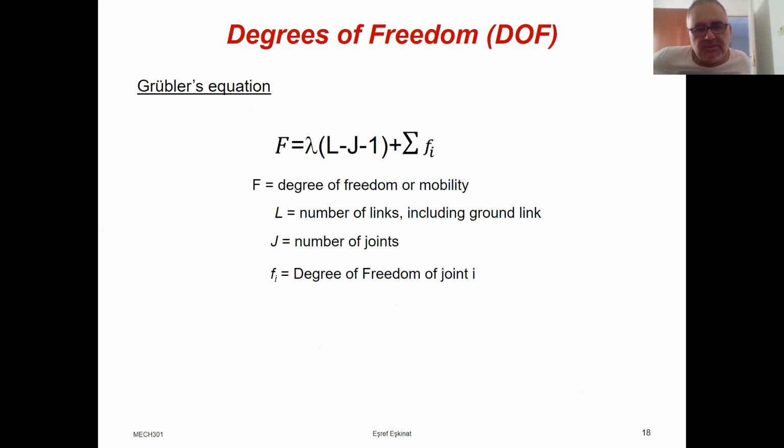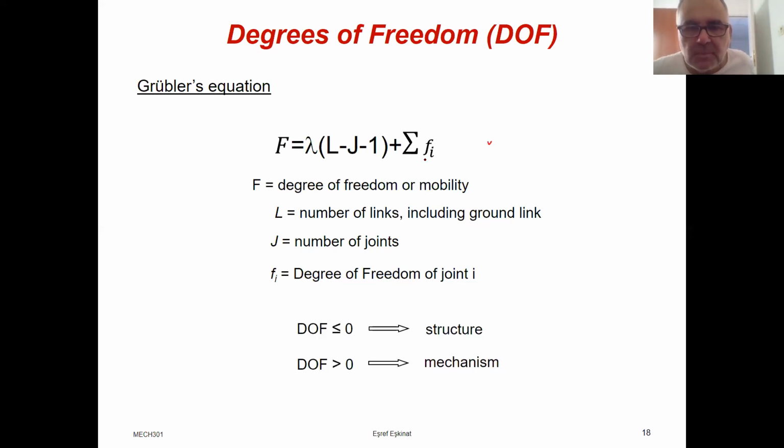This is called Grubler's equation, which says that the degree of freedom of the mechanism can be found from this expression we have. You just have to multiply the degree of freedom of the space with L minus j minus 1, and then sum up the degree of freedom of each joint, where again we have i equals 1 to j.